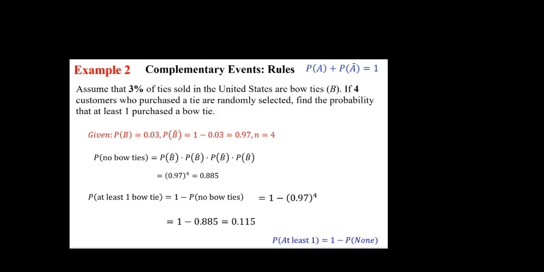In the case of n equals 4, if none of them buy it, it has to be the product of 0.97 by itself 4 times, and then 1 minus that would be the answer. I believe this is the last one we did. And so we are going to move on from here.